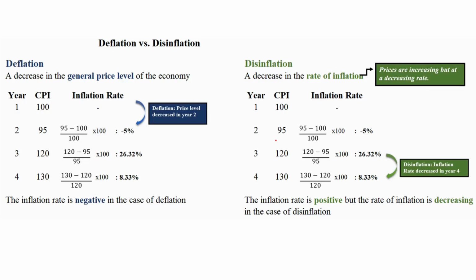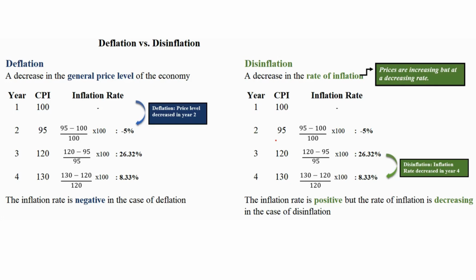And we can see that in year 2, the inflation rate is going to be the CPI in year 2, 95, minus the CPI in year 1, 100, divided by the CPI in year 1, 100. So the inflation rate in year 2 turns out to be minus 5%. And in the case of deflation, the inflation rate is always going to be negative because price levels are going down in that case.